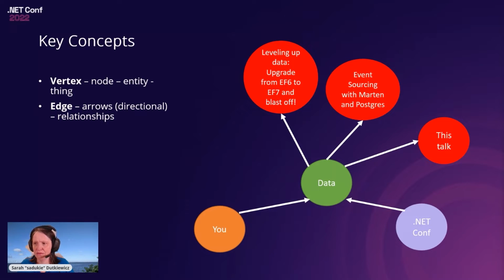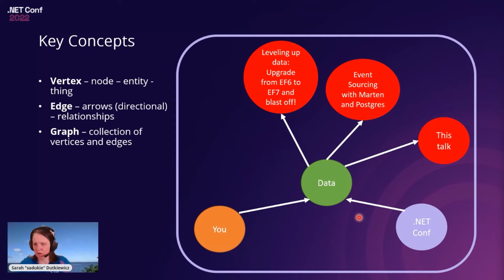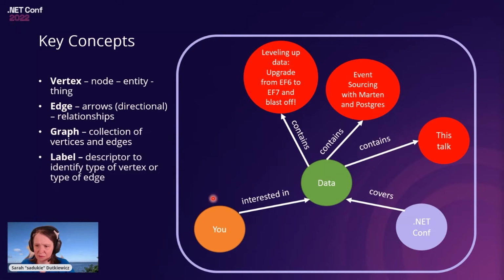So with those relationships, before we get into what those are, let's take a look at the whole collection. Vertexes plus edges make up the graph. That's this entire collection. And the labels, like "is interested in", "contains", and ".NET Conf covers data", are called labels.